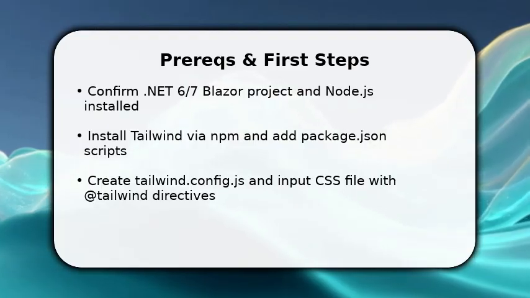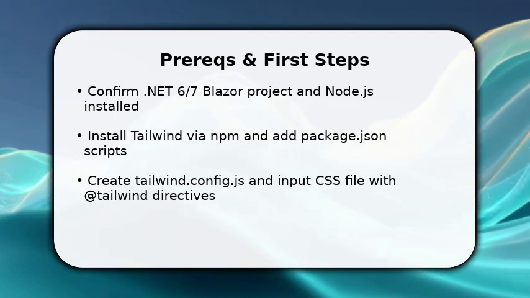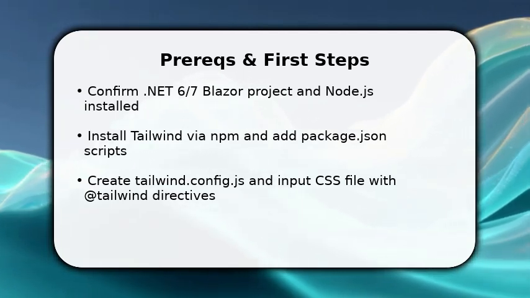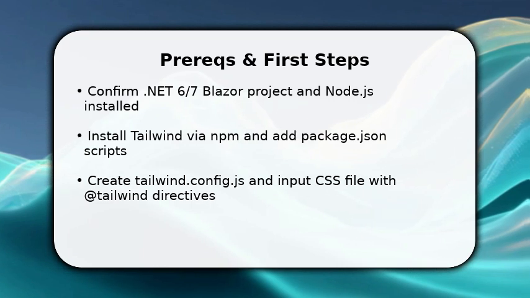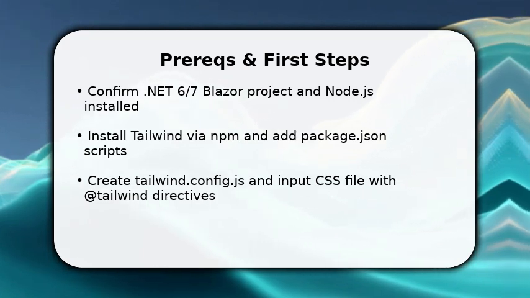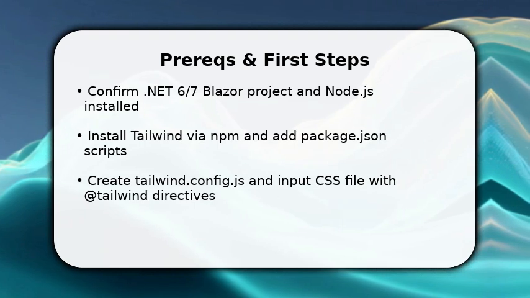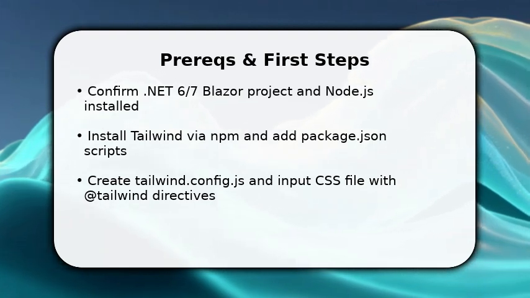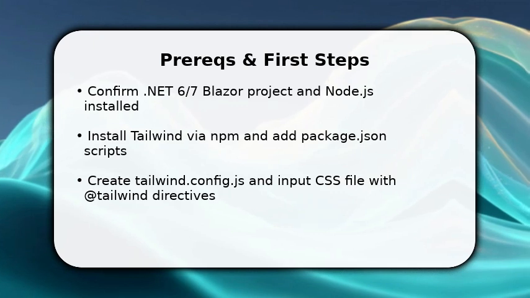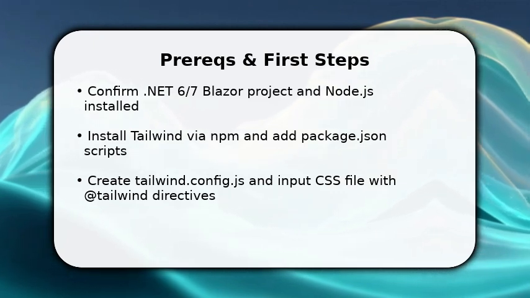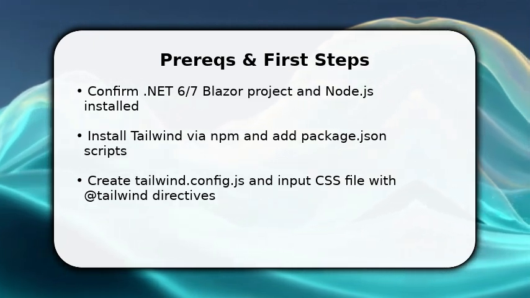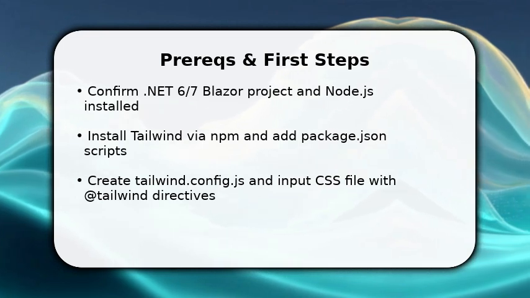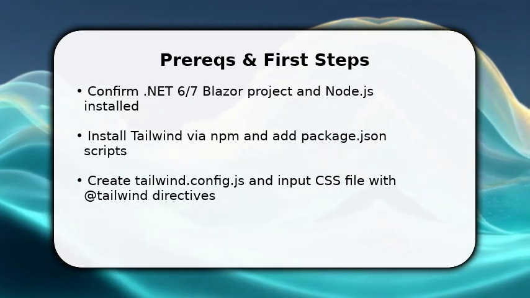You start by verifying prerequisites, a Blazor WebAssembly or server app and Node.js installed. Once confirmed, install Tailwind with npm and add build scripts for development and production. Create a tailwind.config.js and a src/styles/tailwind.css containing @tailwind base, @tailwind components, @tailwind utilities.